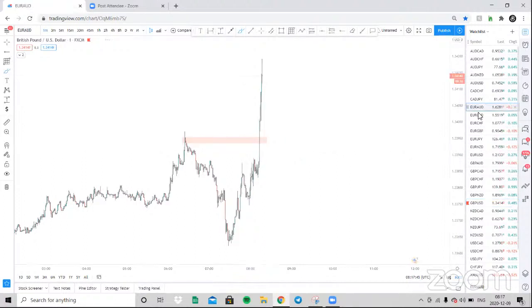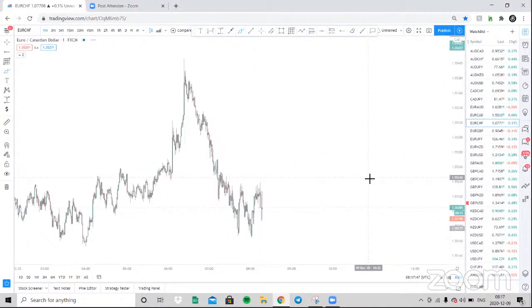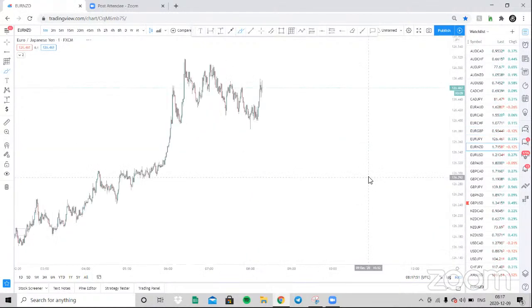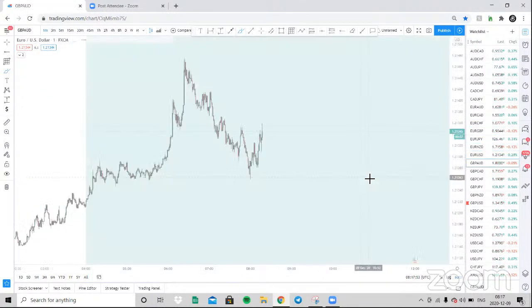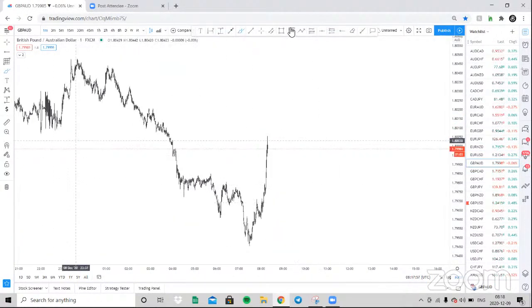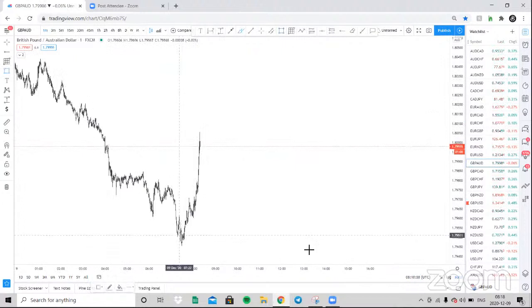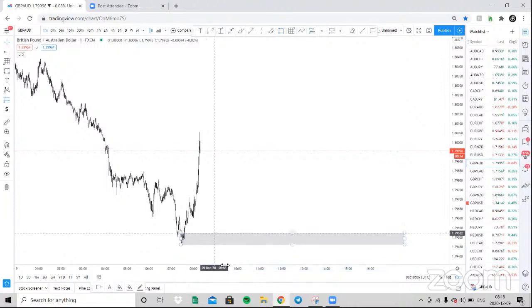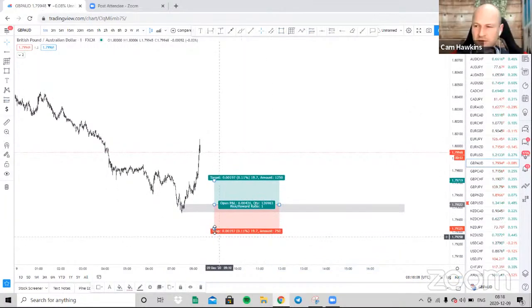I think it was Euro Aussie. Come on, I gotta find it. Oh yeah, GBPAUD. I will try to take a buy right here. GBPAUD.